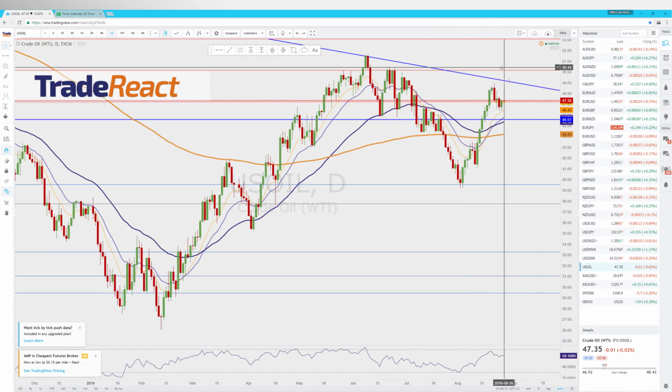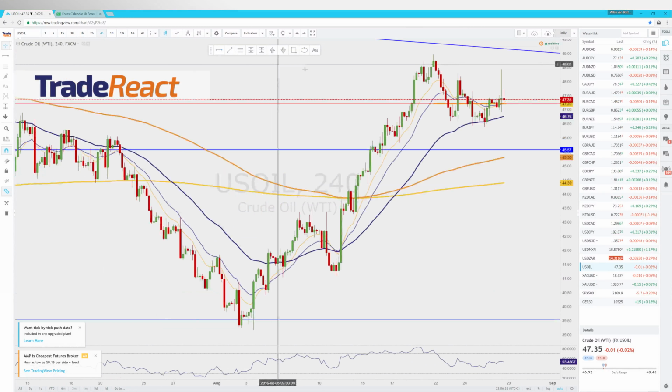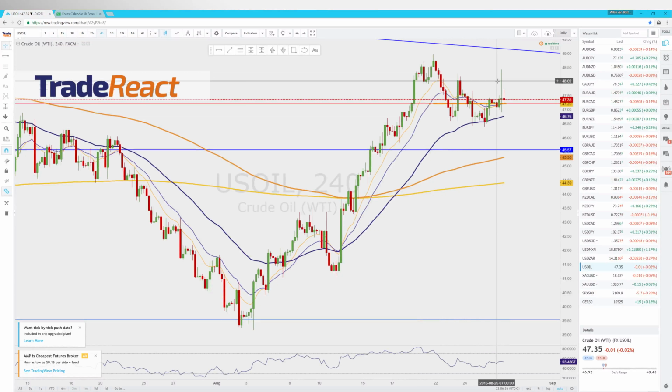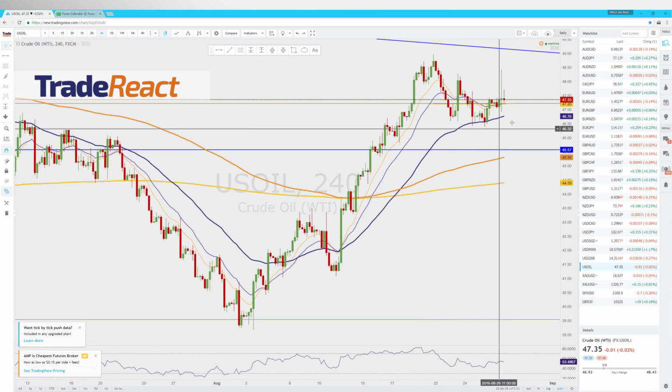Will we have rejection here? That would make a nice short opportunity. Favoring that, but I let price decide what we will do. 4 hour still ranging, moving higher and lower, so we need better opportunities here to take our entry on oil.